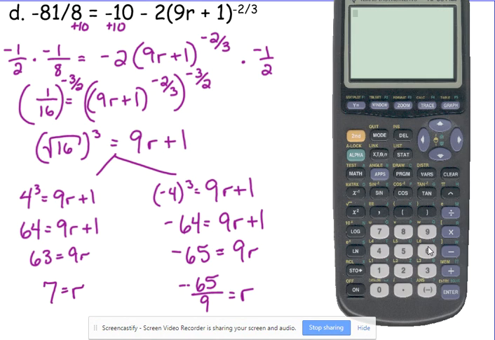And again, I would definitely check these. I mean, I would check any of them, but definitely check the ones with two solutions just to make sure, okay? It gives us that. Make sure that is negative 81 over 8. Okay, it is. Second enter. Replace the 7 with negative 65 over 9. Okay, both of those check out.